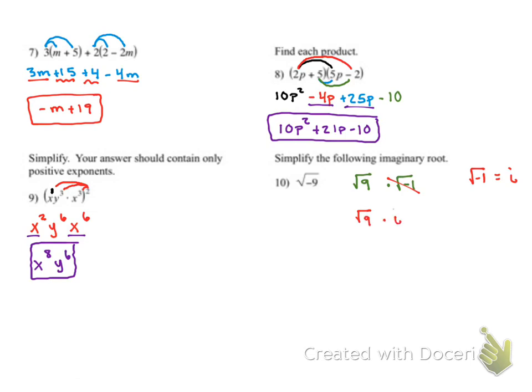And when we go to write this, we want to make sure that we write it like this. i times square root of 9. Right, it's the same exact thing. This is just the standard form that it comes in.